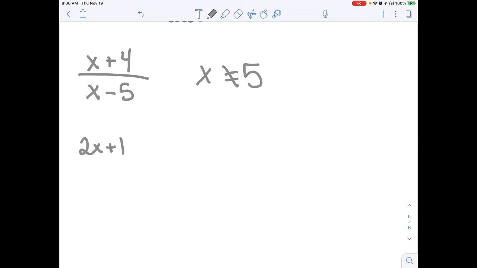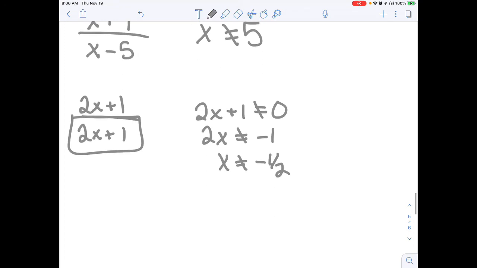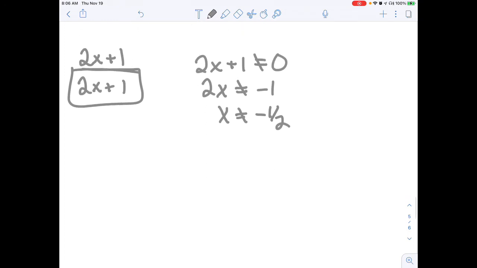If you have 2x plus 1 over 2x plus 1, you might think that you cancel, and you do cancel at the end. However, you still have a restricted value because you had a variable in the bottom. So you have to think about this one more. You have to say 2x plus 1 is not allowed to be 0. 2x therefore is not allowed to be negative 1. x is therefore not allowed to be negative 1/2. That's called a restricted value. And then you would continue and cancel that problem.